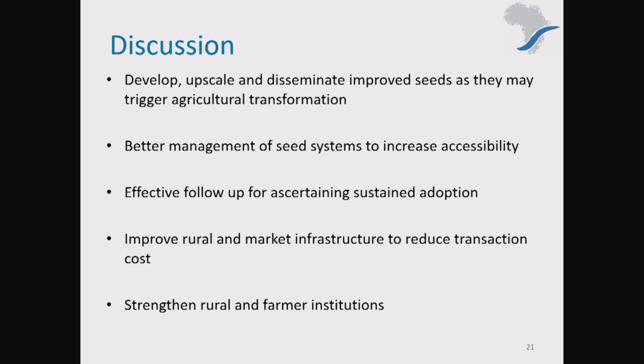But also we see that, given that households that adopt these improved varieties continuously over time obtain greater production, commercialization, and consumption, we also push for effective follow-up to ensure that there is sustained adoption. And talking about transaction costs, we're also highlighting from our work that there should be the improvement and development of rural and market infrastructure. And we encourage the strengthening of various rural and farmer groups as they have the ability to trigger a lot of conviviality and social networks, and by so doing, increase agricultural production, consumption, and commercialization.